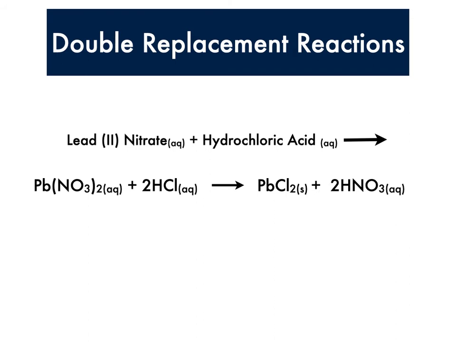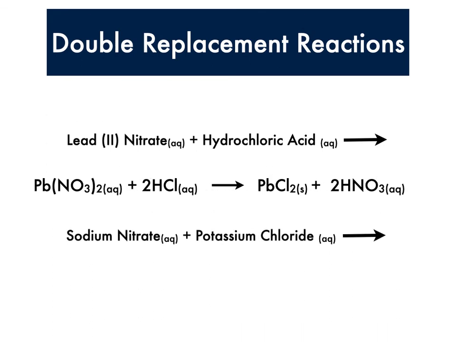Again, you have 1 lead on the left, you have 1 on the right, so you're good there. You have 2 nitrates on the left, but only 1 on the right, so you're going to have to double that nitric acid. When you do that, you're going to have to then double that hydrochloric acid to get 2 hydrogens. By the time you get to your last element, chlorine, you got 2 on the left, 2 on the right, and everything is balanced. Okay, let's take a look at another one. So go ahead and set this one up. See if you can get a balanced chemical equation.